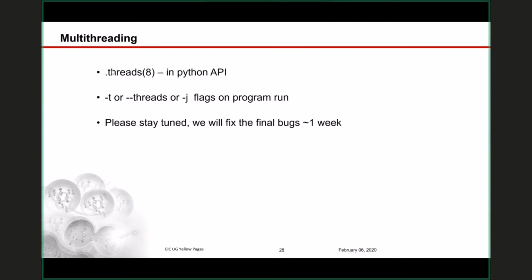To do this, the Python library has a function called threads, where you can specify the number of threads, or there is a -T or threads flag which you can add to the program arguments, and it all runs. Once again, we know of two bugs: everything will run, but the results might not be what you would like. We will fix it by the end of this week, tomorrow, or maybe in the beginning of next week. So we have multi-threading, and please use it.